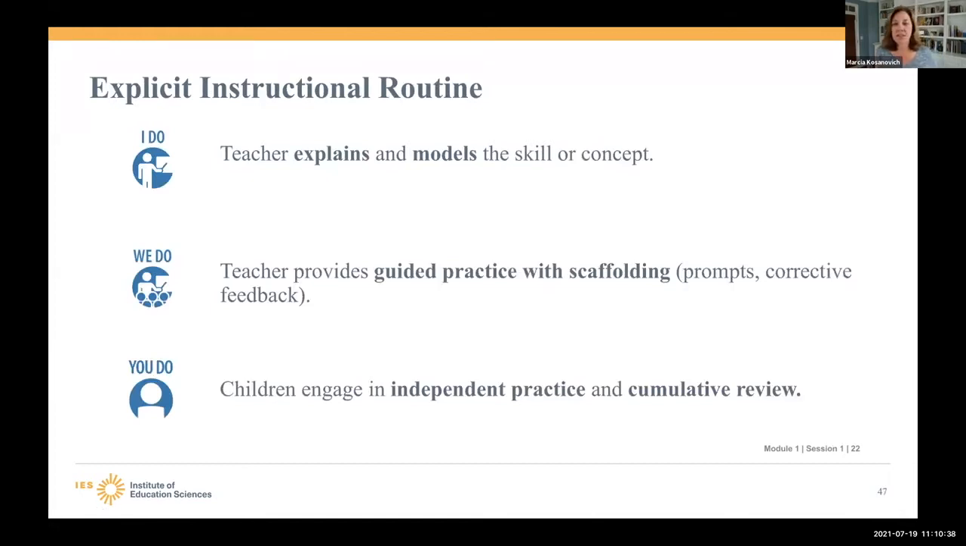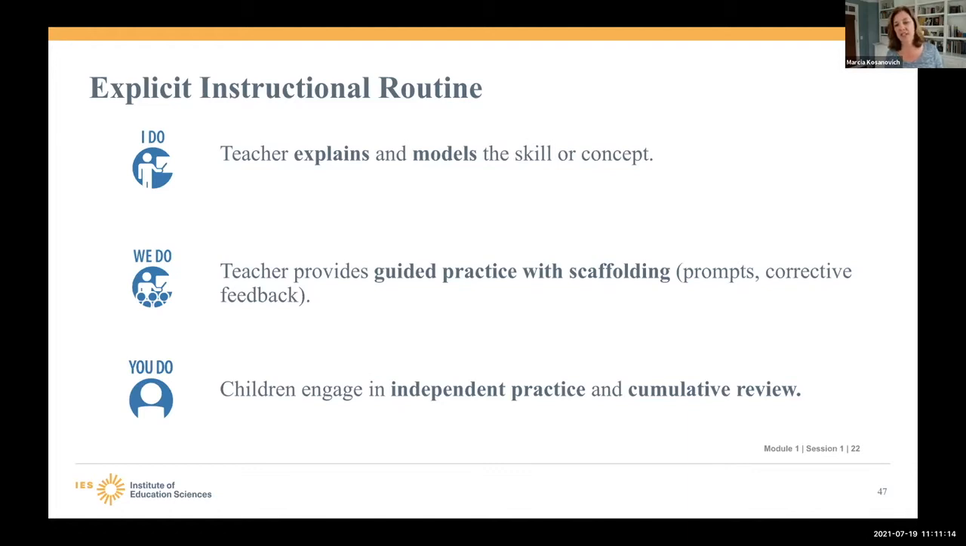Throughout the modules, explicit instruction typically follows the same instructional routine of the teacher explaining and modeling, then guiding practice, and then providing independent practice. So here the facilitator will say, explicit instruction typically follows the I do, we do, you do instructional routine, where the teacher explains and models for I do, and then provides guided practice with scaffolded instruction for we do. And then children are provided independent practice opportunities and cumulative review for you do.